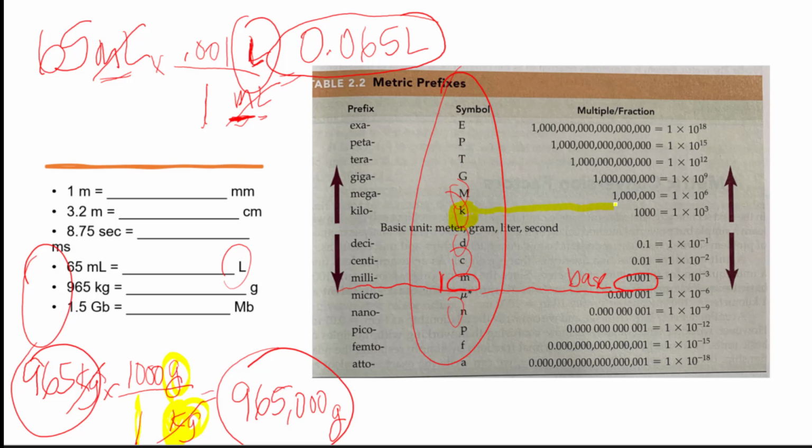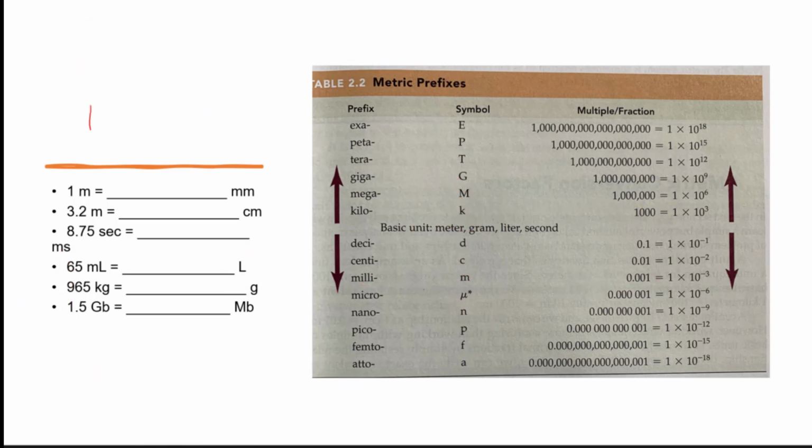And how many base units is 1 kilogram? It's 1,000 grams. So my 1,000 went next to my grams. So 965 times 1,000 divided by 1. Kilograms and kilograms cancel out, leaving me with 965,000 grams. Now this next one looks like a doozy.